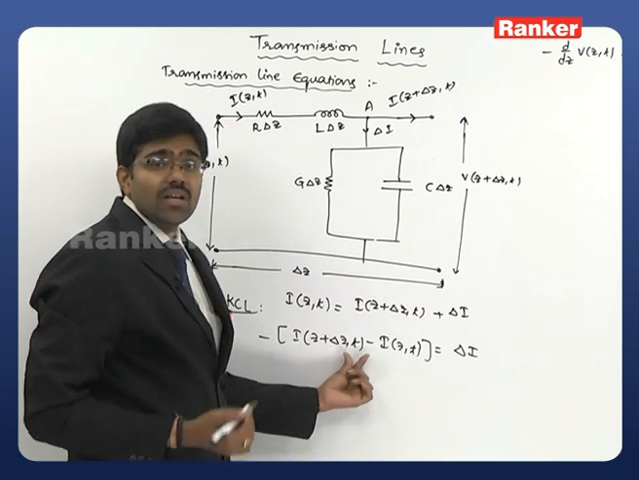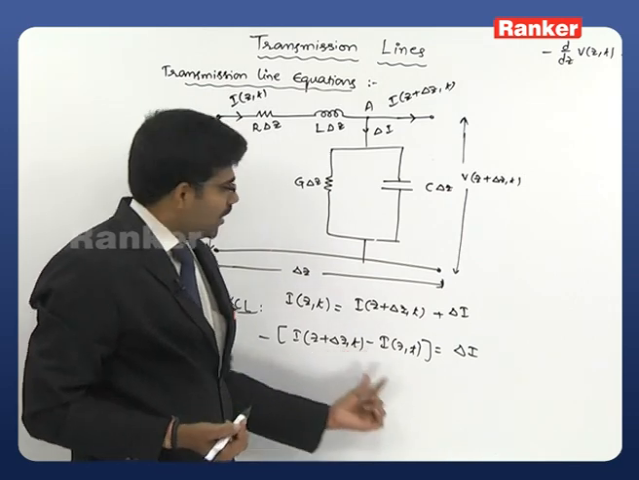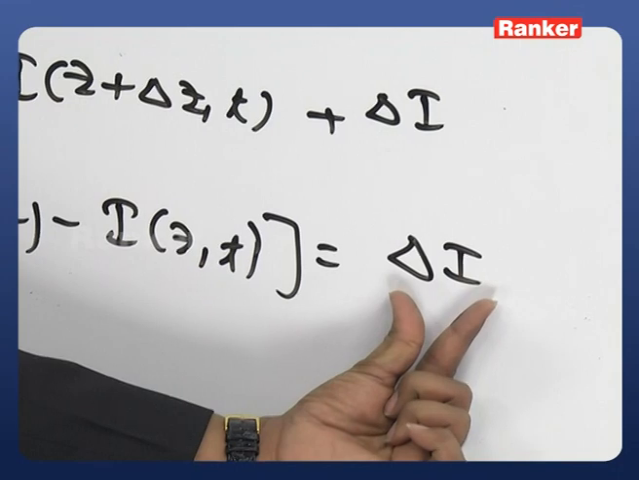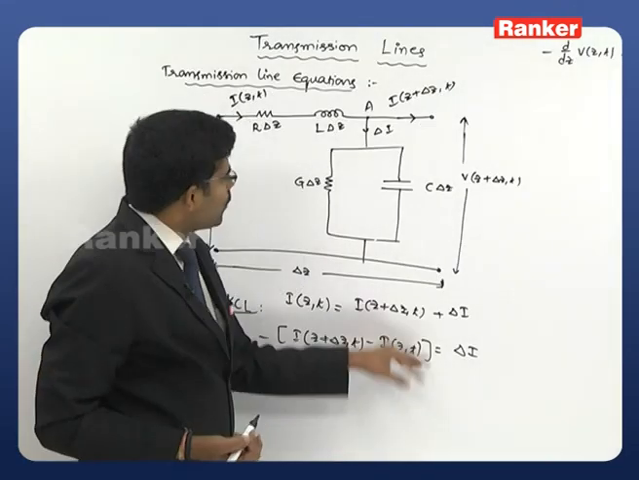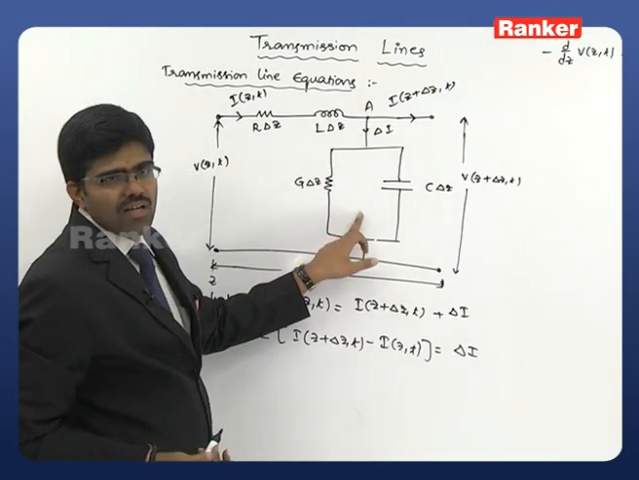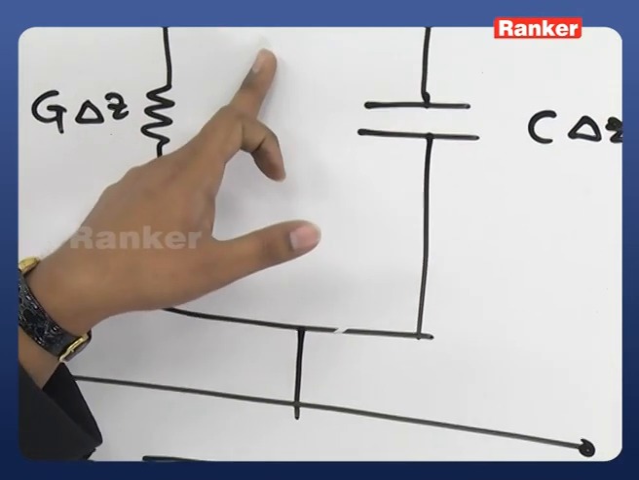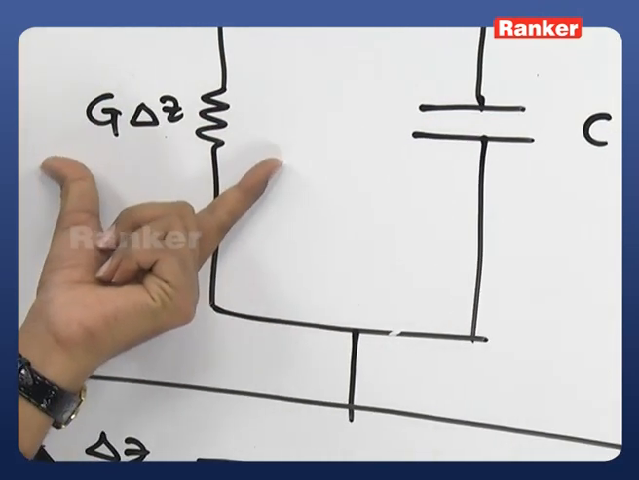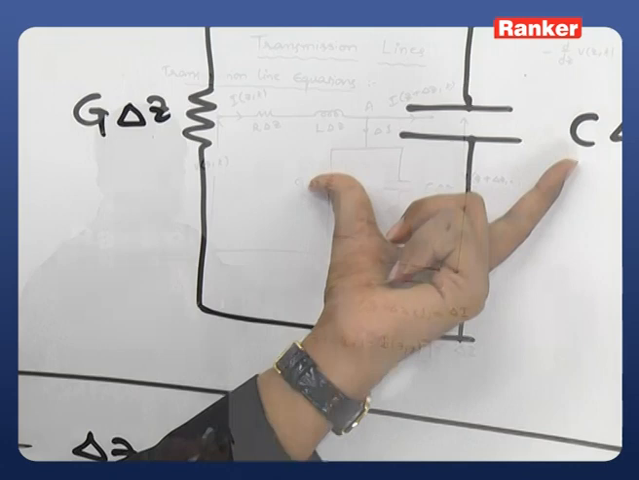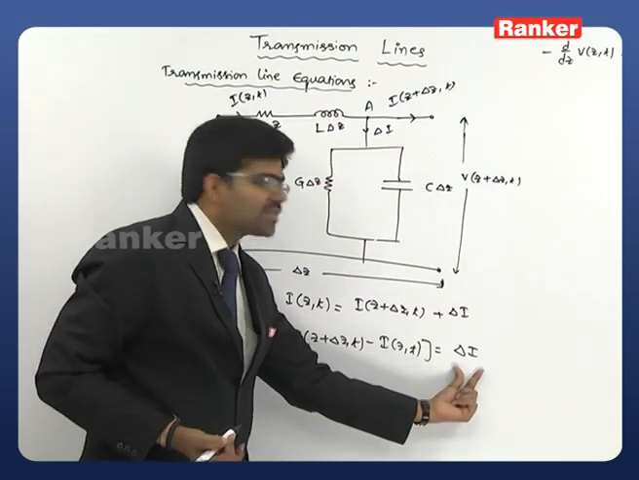This may be a differential form of the current equation. If you get an exact equation for this delta I, we can observe that one. So what I do is I will try to get the equation of this delta I. This delta I is again a combination of the current which is flowing through the G and the current which is flowing through the C.